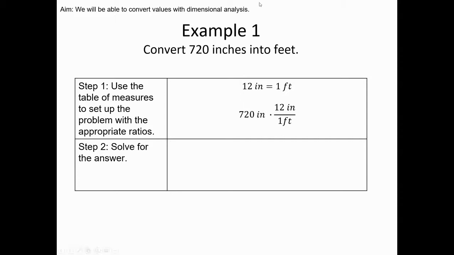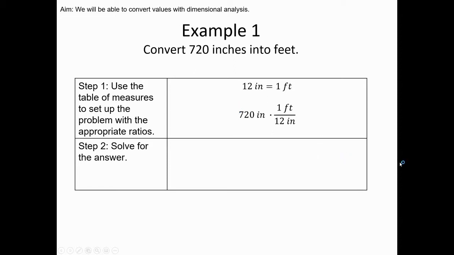But think of it this way, guys. We're starting with 720 inches. Inches is effectively by itself on the top. We actually want to flip this over because we're trying to have these inches cancel out. So now that we have this whole setup, all we have to do is cross off the units. So these inches are going to cancel. And that leaves us with this, 720 times 1 foot over 12.